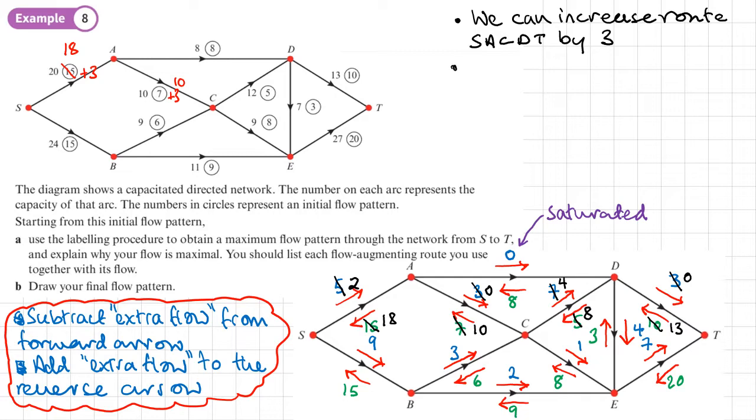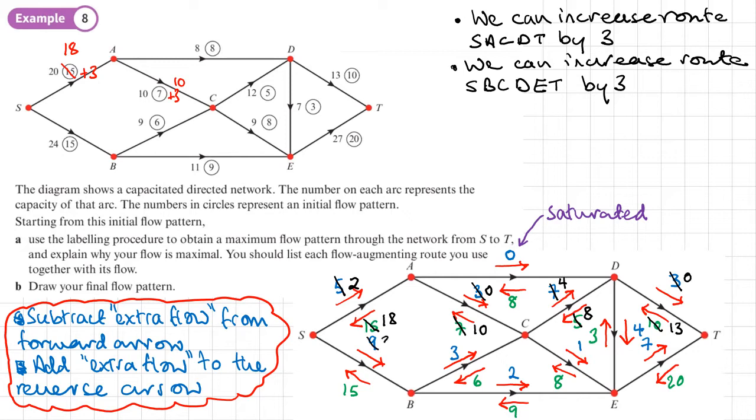So we can increase route S, B, C, D, E, T by 3. So now I'm just going to go along that route and decrease the forward arrows by 3 and increase the reverse arrows by 3. So actually that should be 9 minus 3, 6, 15 plus 3, 18.